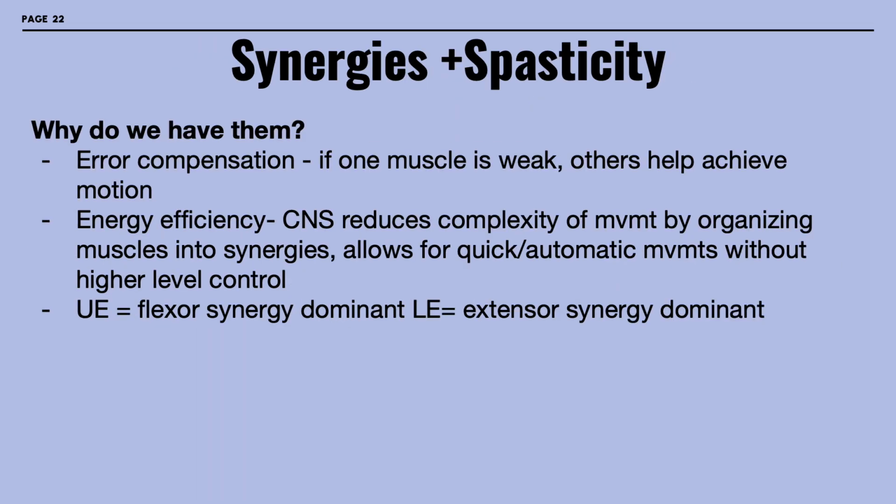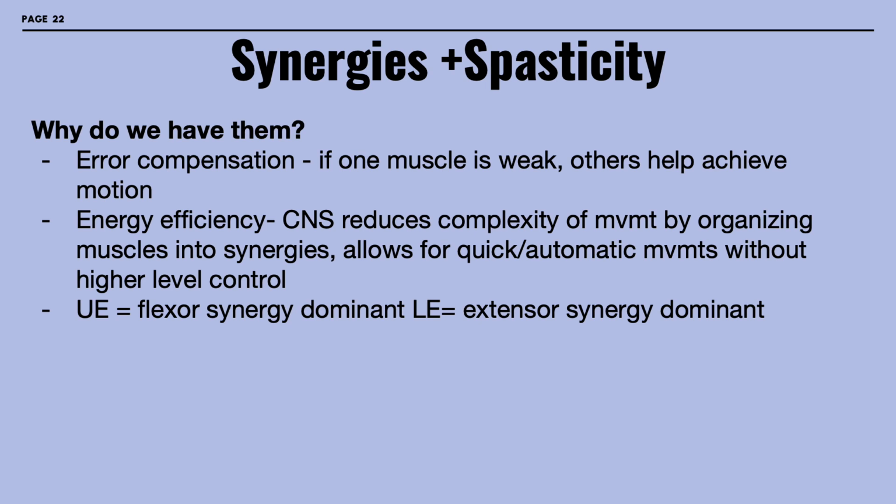Now, why do we have synergies? Synergies occur because our body wants to compensate for any errors. So, if one muscle is weak, we're going to use other muscles around it to help achieve that same or similar motion. It's also for energy efficiency. Our central nervous system reduces the complexity of movement by organizing muscles into synergies, allowing for very quick automatic movements without any higher level control. Our upper extremities are often flexor synergy dominant, and our lower extremities are often extensor synergy dominant.